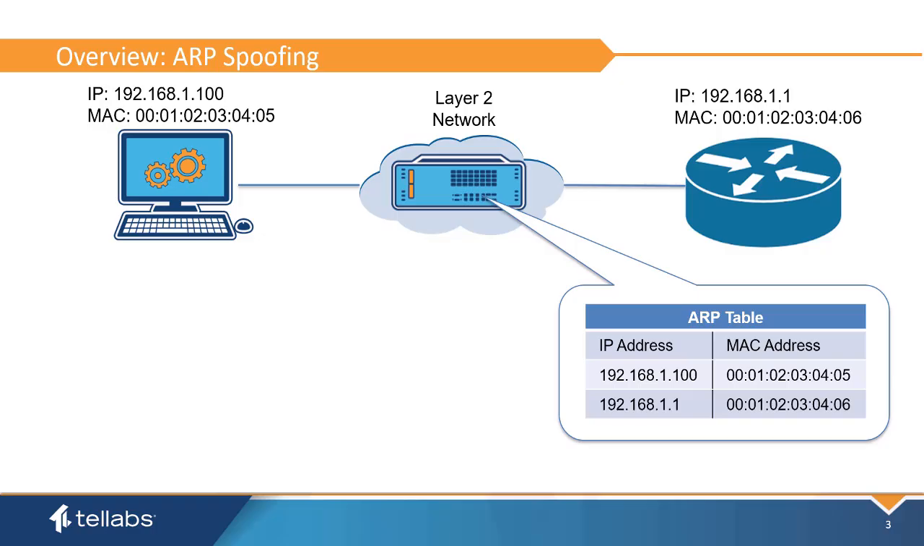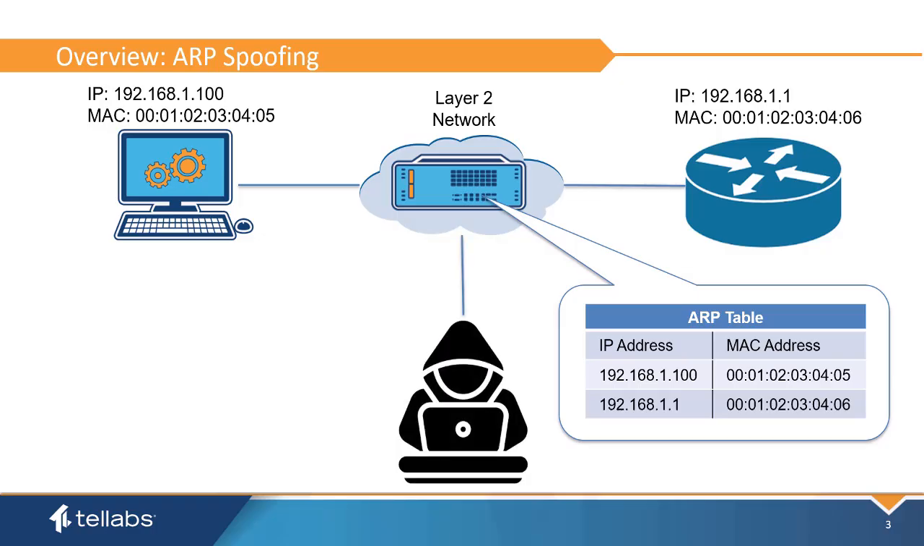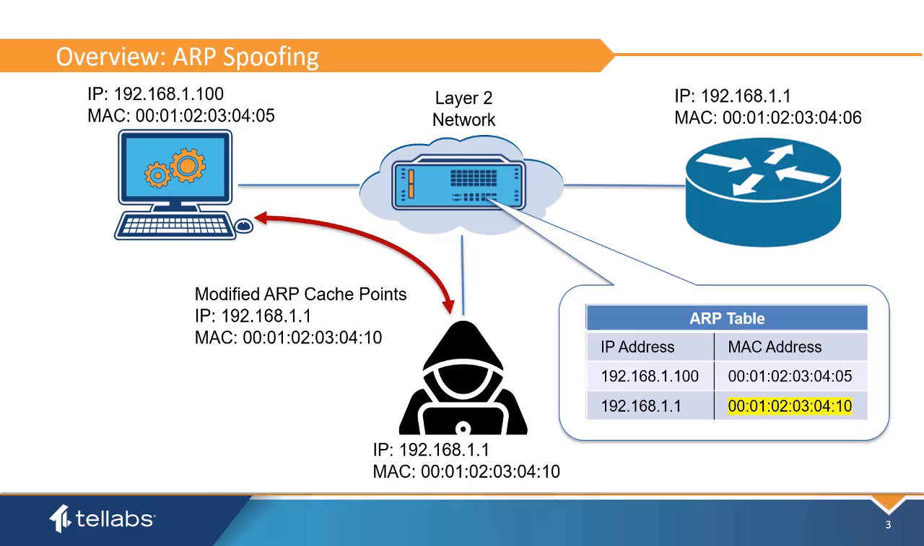ARP spoofing occurs when a host uses a gratuitous ARP to bind its own MAC to an IP address that it wants to spoof. If accepted, the gratuitous ARP will cause all devices on the subnet to update their ARP tables to send traffic to the hacker's MAC for traffic to the spoofed IP.